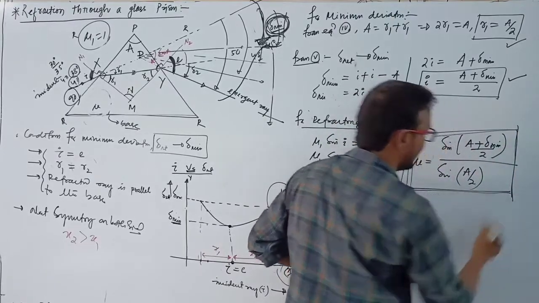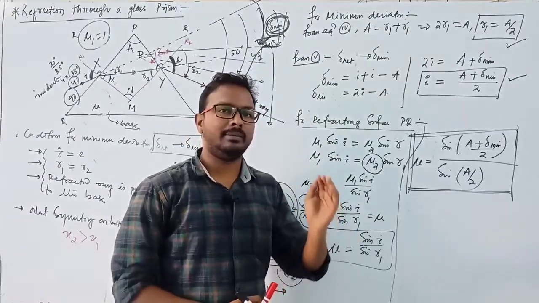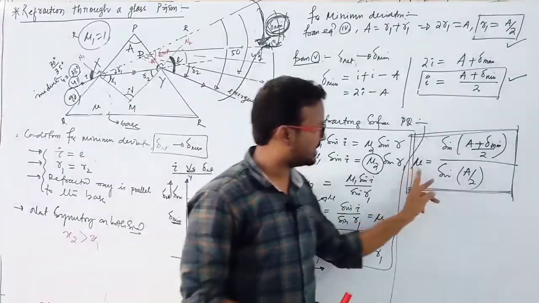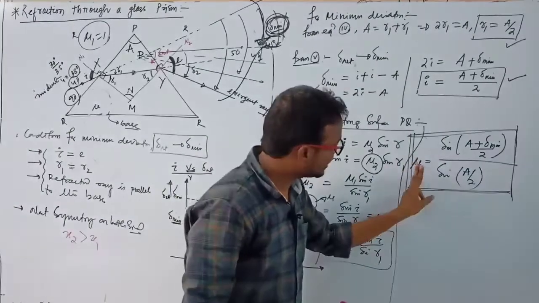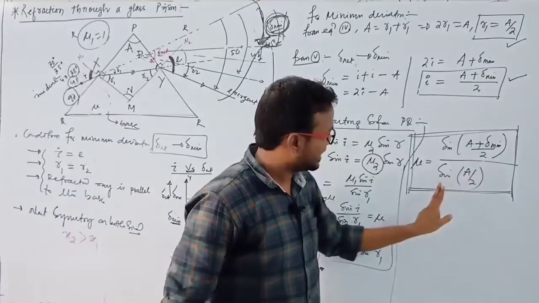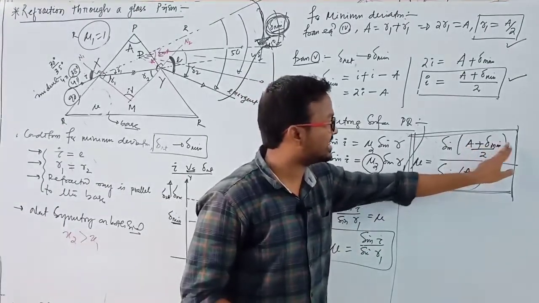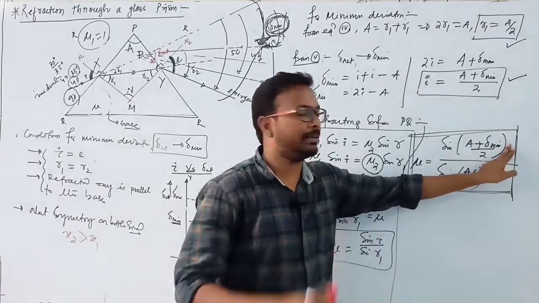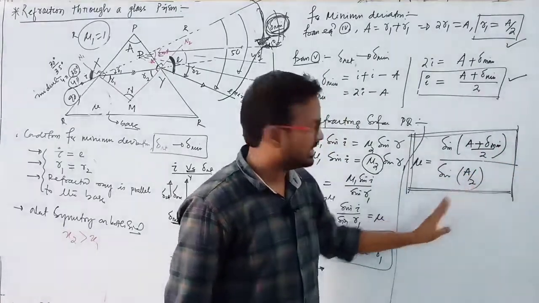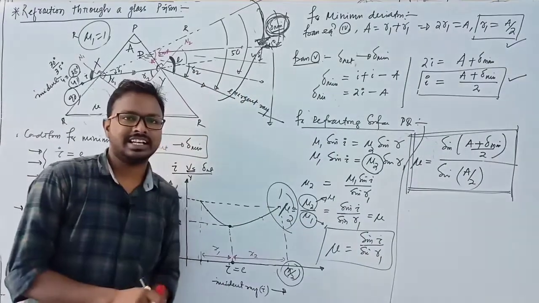Find the refractive index of a prism for minimum angle of deviation. At that time you have to solve this relation and you will get mu equal to sin of (A plus delta m) by 2 divided by sin A by 2. What is A? Angle of prism. What is delta minimum? Minimum angle of deviation, divided by 2. This is the required relation for the refractive index of a glass prism.